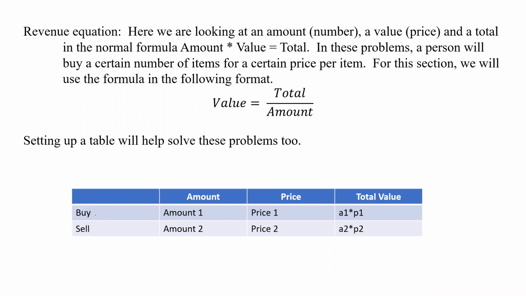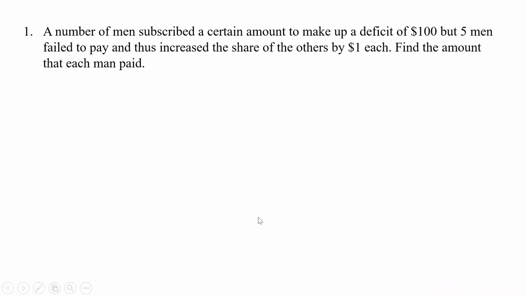And so, either we're going to buy and sell, or we're going to buy at one price, and then buy at a different price kind of thing. And so we'll have the amount, we'll have the price, and the total value. And this is kind of the general formula that we're going to look at. Now each problem is going to be different just because of how they're set up. So let's look at our first one.